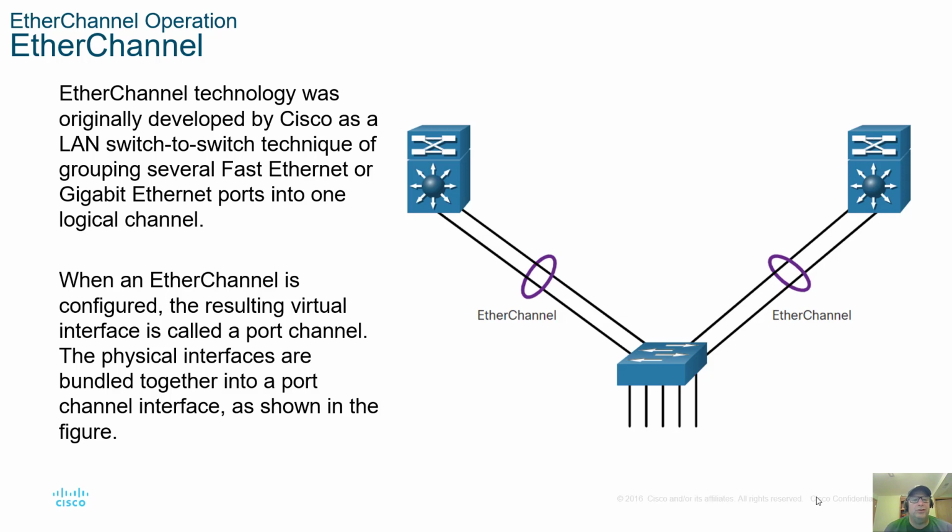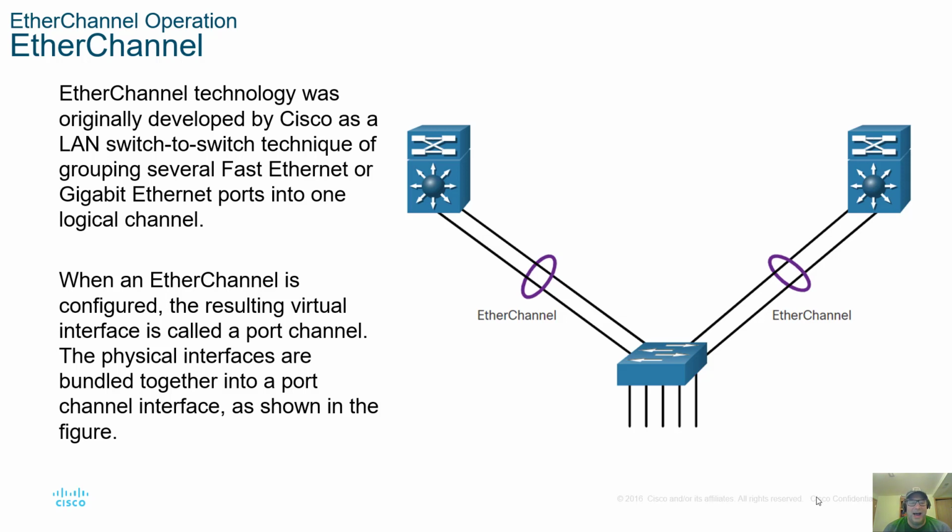Really straightforward. EtherChannel means that we are going to take what would be a looped transmission between two switches, and we are going to tie them together and create a single path with twice the bandwidth. So we can expand our bandwidth based on the number of cables that we connect in between these devices.